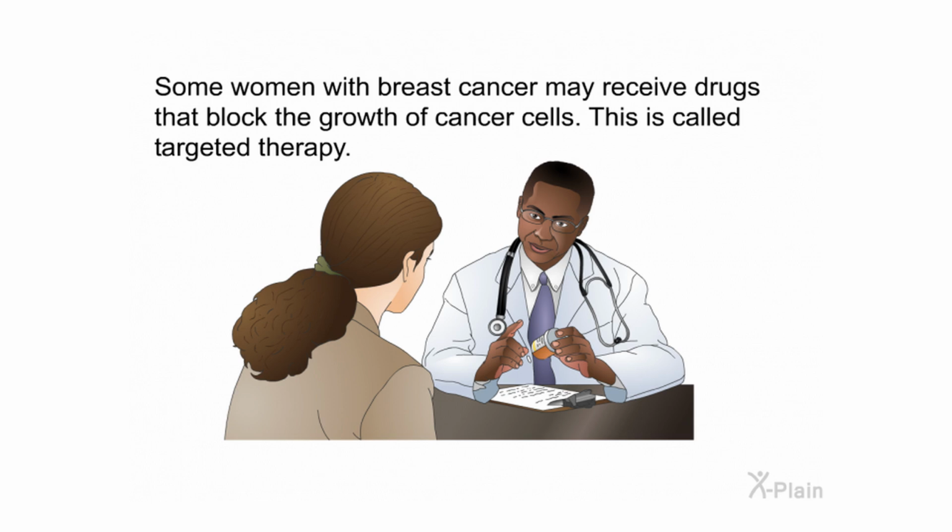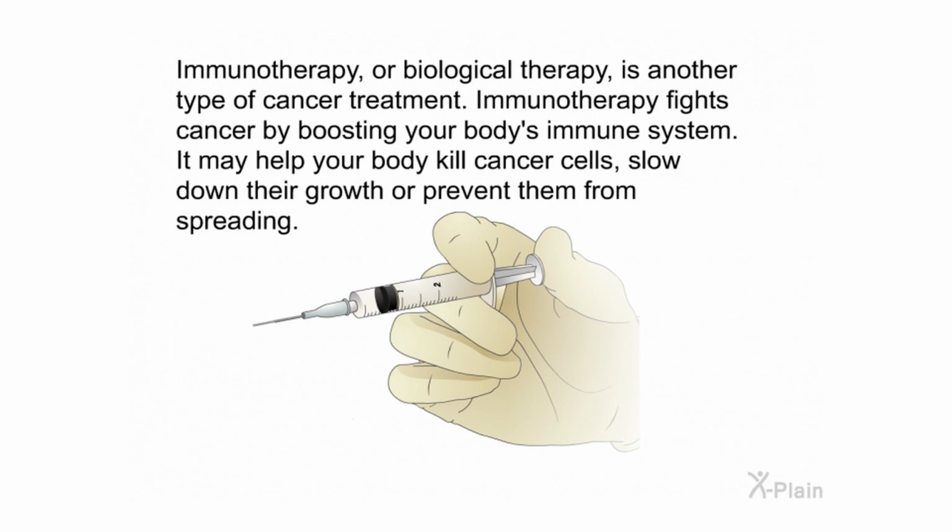Some women with breast cancer may receive drugs that block the growth of cancer cells. This is called targeted therapy. Immunotherapy or biological therapy is another type of cancer treatment. Immunotherapy fights cancer by boosting your body's immune system. It may help your body kill cancer cells, slow down their growth, or prevent them from spreading.